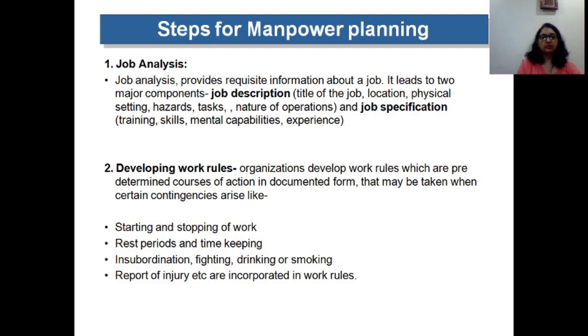Secondly, some organizations develop work rules, and these work rules are determined courses of action in a documented form. They determine when the work will start, when it will stop, the rest periods, and if there are any issues regarding drinking, fighting, insubordination, or if there is any injury, then these rules are looked up in order to take proper action.